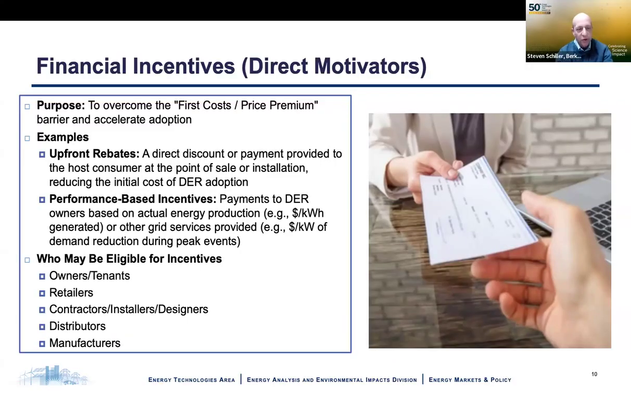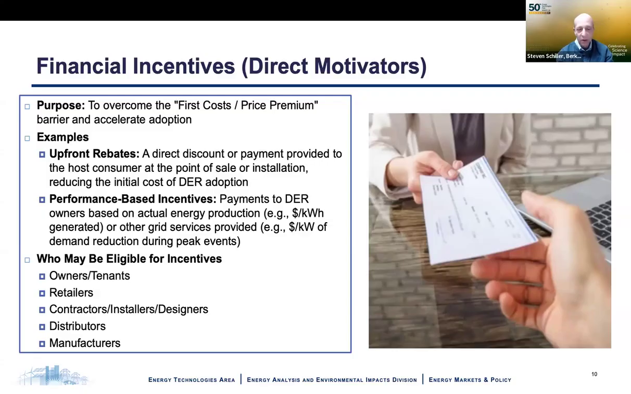So two ways in which those are typically done is just simply an upfront rebate, a direct payment that's made to offset the cost that someone's going to have associated with the DER adoption. Another way is to do performance-based incentives. And the popularity of this approach sort of ebbs and flows over time.